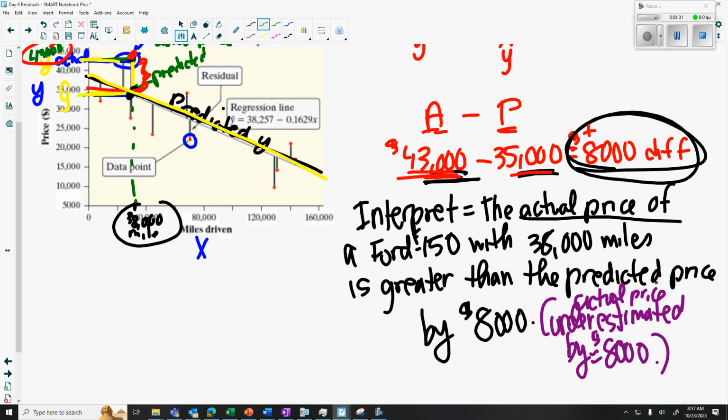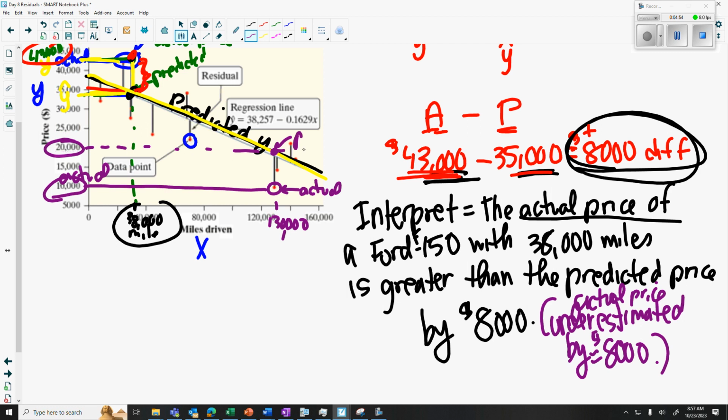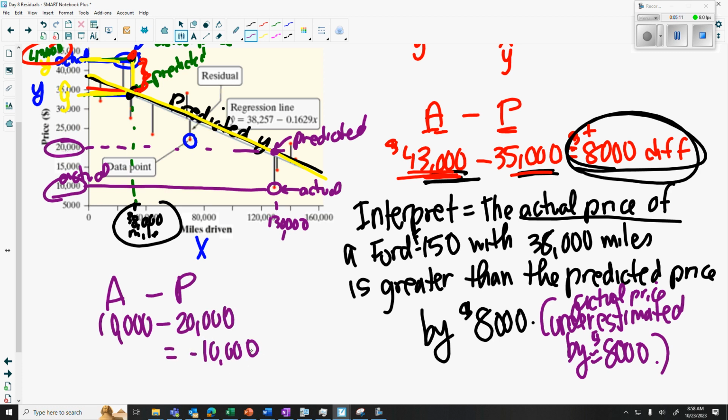Versus if you had, let's say, a car that was about 130,000 miles on it, like this one here, okay? This one is below the line, right? So that means that the actual price was about $10,000. That's the actual dot. But the predicted price, if you go to the line, should have been about $20,000. If you do the math on that one, actual minus predicted, A minus P, $10,000 minus $20,000, you're going to get negative $10,000. So the negative residual indicates that the actual price is less than the predicted price.